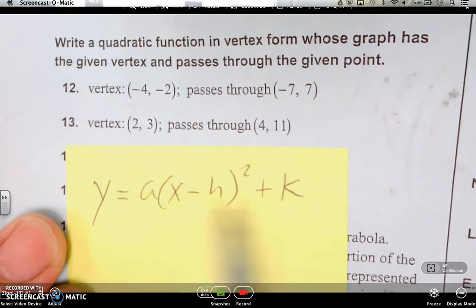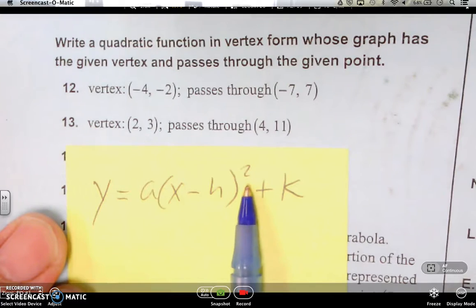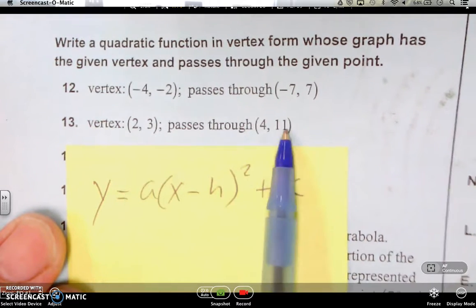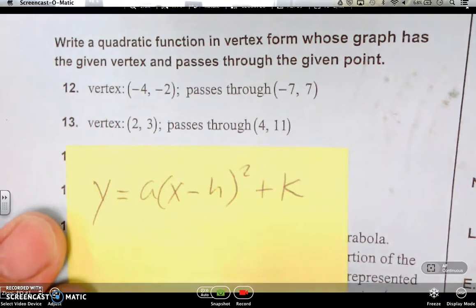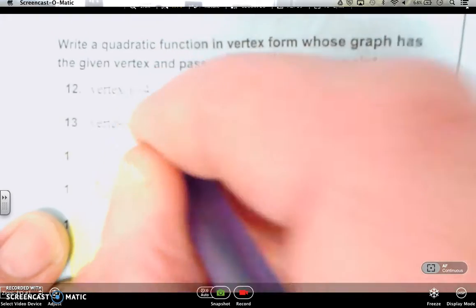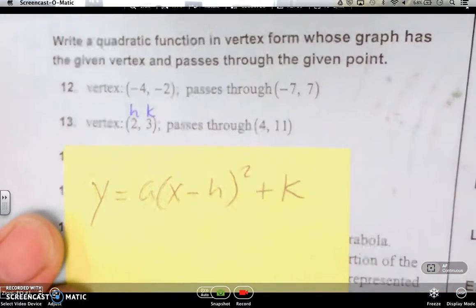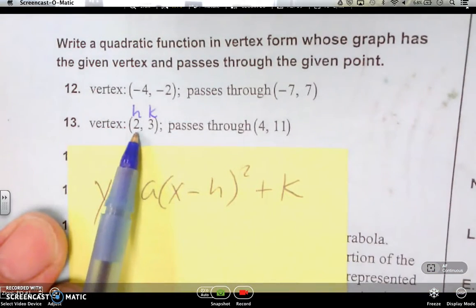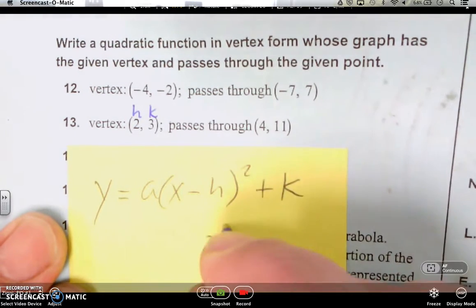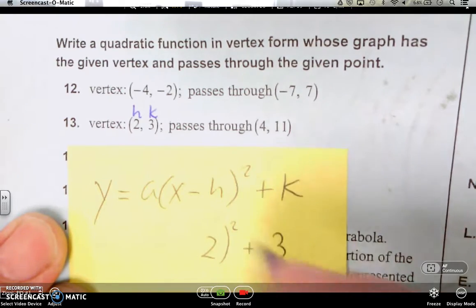When you look at this, you have 5 variables. It's like, oh my gosh, there's too many variables. The only number I see is 2. Don't worry about that. There's 5 variables, but guess what? We have 4 numbers, so we're going to plug all those in. The main thing is the vertex is H and K by definition. Okay, let's focus on that. So 2 is your H, 3 is your K. So we're going to plug in a 2 here and a 3 here.